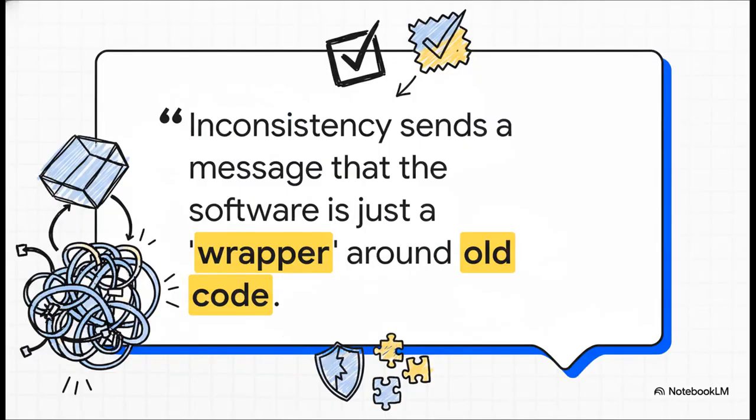Ultimately, though, why does this matter so much? Because little details like this, they send a message. When a user sees inconsistent, poorly placed controls, it screams that the software is just a pretty face slapped on top of old, messy code. It really damages their trust and their whole perception of quality.